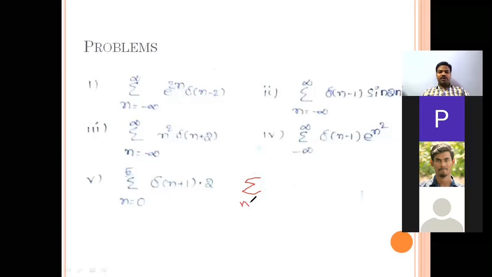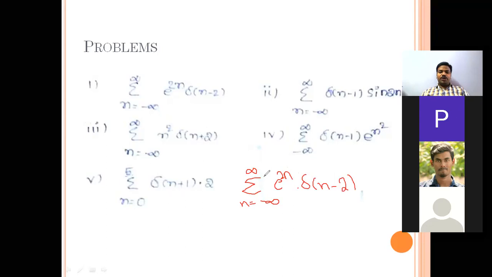So till now we have discussed the types of representations of discrete time signals and the different discrete time signals which are available. Now we are going to solve a problem here. The first one is e power 2n multiplied by delta of n minus 2. Evaluate the function. If you get this type of problem in your external examination, how will you solve it?